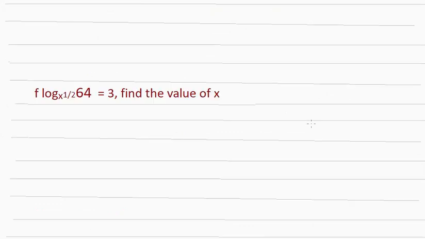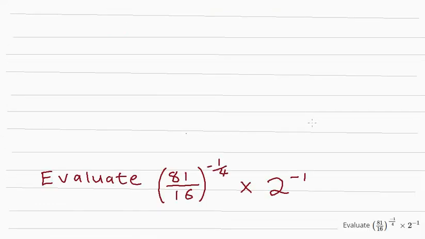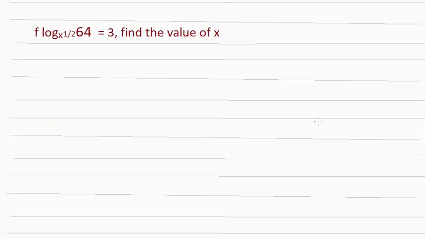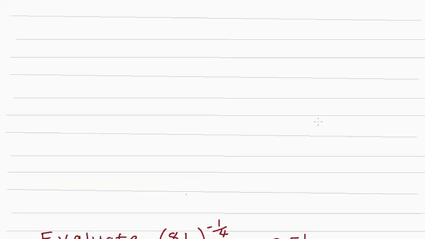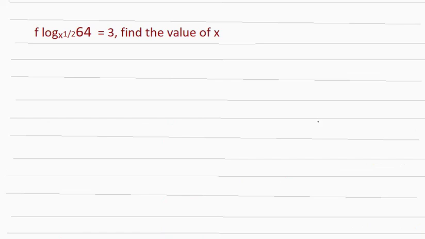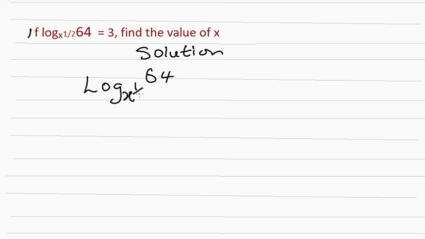Okay, so here we go. Next question. Now this is an equation. So we have to solve the equation: the log of 64 in the base of x raised to the power 1 all over 2, the base is x raised to the power half, is equal to 3.